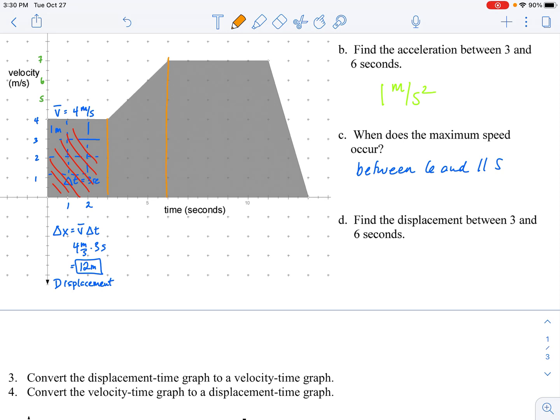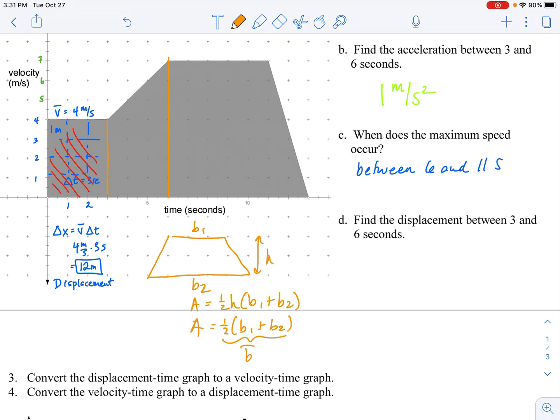This is a trapezoid. It's a trapezoid turned on its side. When you learned about trapezoids in geometry class, you learned this: B1, B2, and a height. And you learned that the area of a trapezoid is 1/2 the height times B1 plus B2. Now really what this is, is that the area is 1/2 B1 plus B2. That's the average of the bases. And then times the height. And maybe you see where I'm going with this.